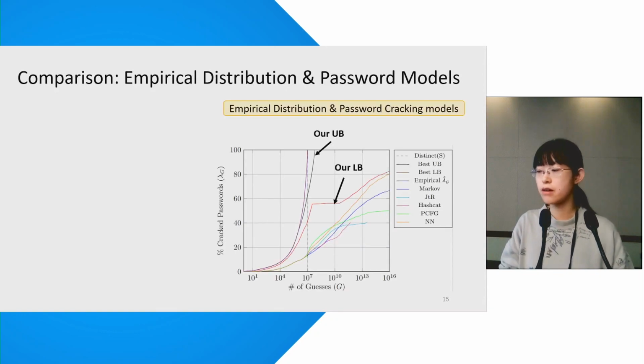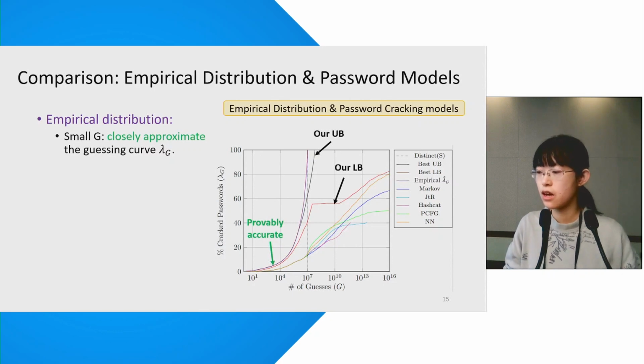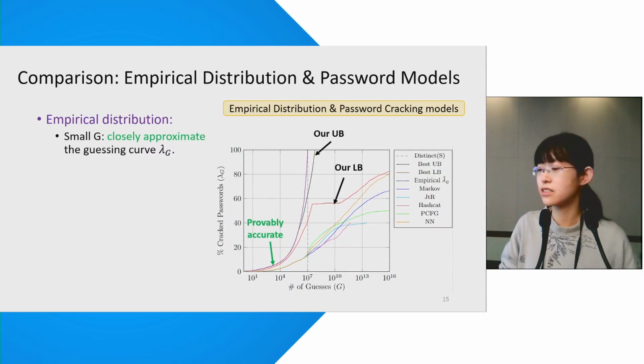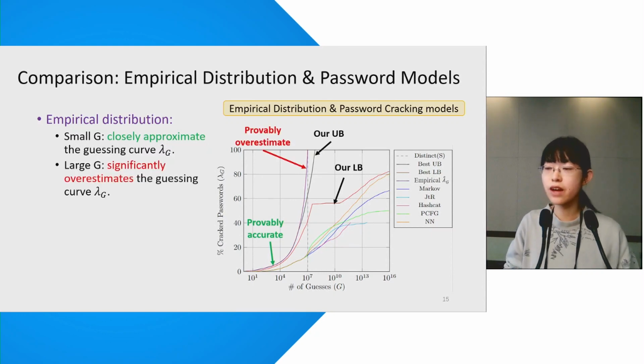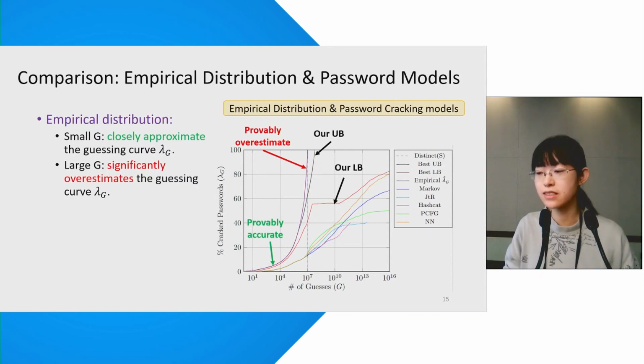Now let's compare our bounds with the two approaches of estimating the guessing curve, lambda G, which are the empirical distribution and password cracking models. Our bounds can prove that the empirical distribution closely approximates the guessing curve lambda G of an attacker who knows the distribution, as long as the guessing number is not too large. By contrast, for a large value of guessing number, we can demonstrate with high confidence that the empirical distribution significantly overestimates the guessing curve. In this case, the empirical distribution should not be used to estimate lambda G.